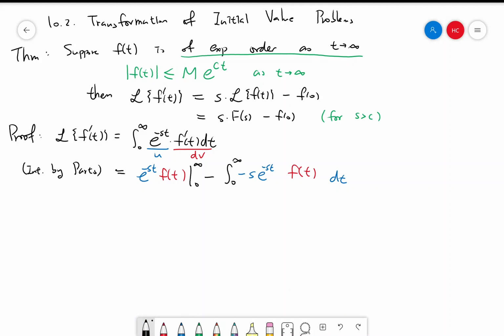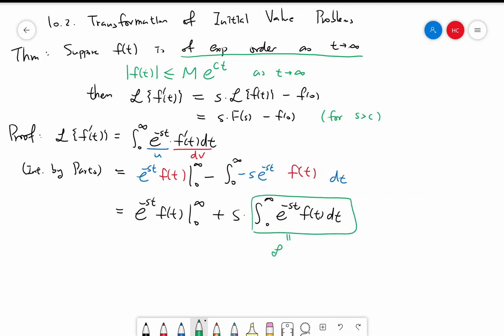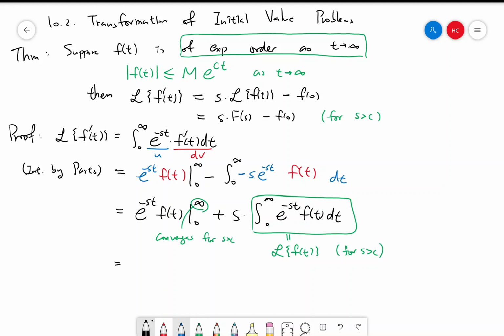So let's simplify it. This is equal to negative e to the negative st times f of t from 0 to infinity plus s times integral of the rest of terms. So here are a few things to notice. This thing, by definition, is equal to the Laplace transform of f of t for s greater than c. And second, because of the condition f of t is of exponential order, this converges for s greater than c. So we only have the term at 0 left.